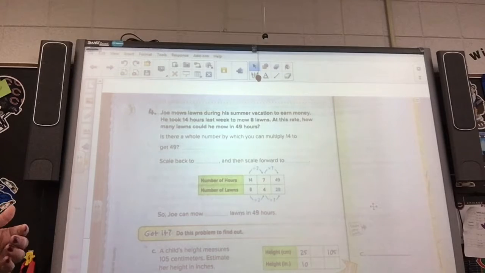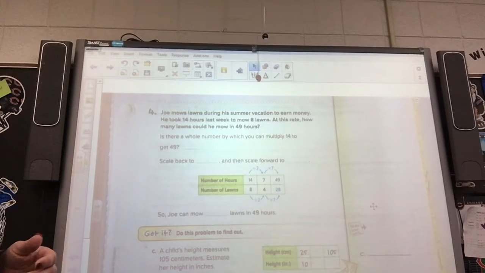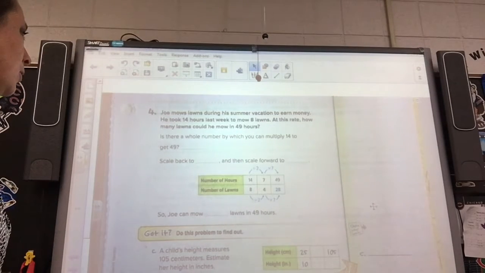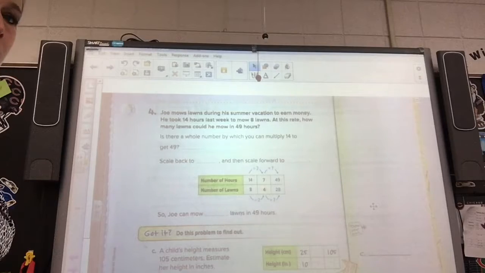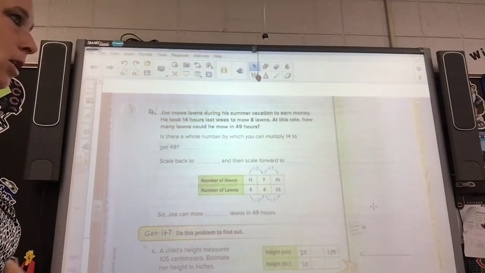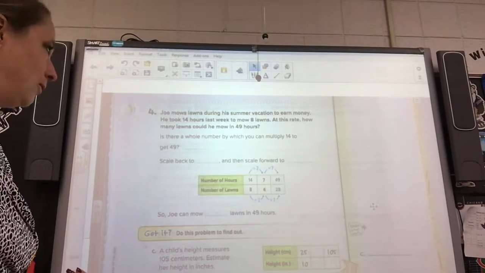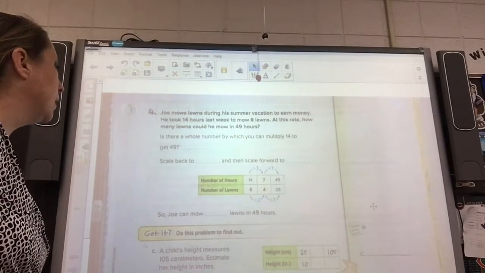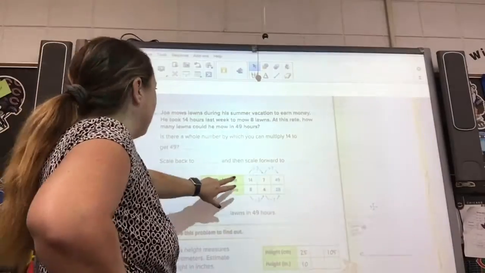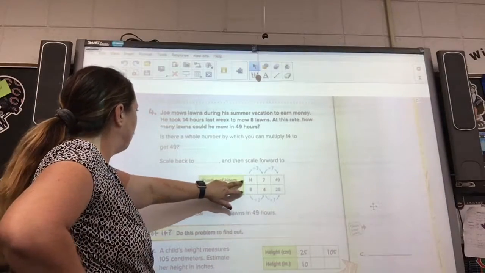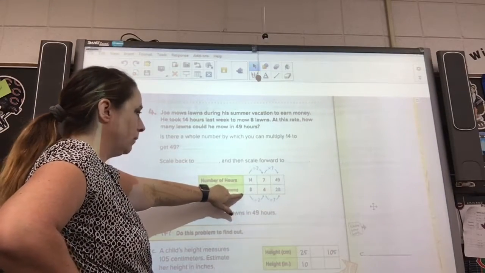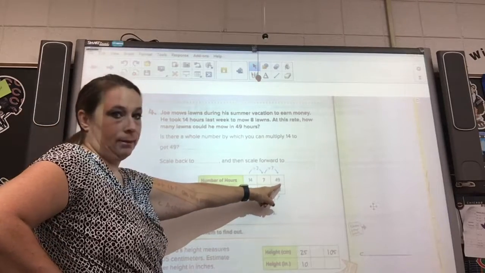Joe mows lawns during the summer vacation to earn money. He took 14 hours last week to mow 8 yards. At this rate, how many lawns will he mow in 49 hours? Sorry, I keep switching from yards to lawns, but I call them yards and the book calls them lawns, and I get confused still. All right. So first, they give us 14 hours, 8 lawns. And they want to know 49.